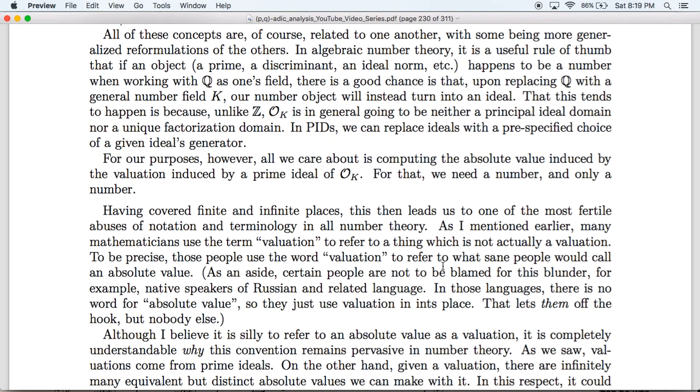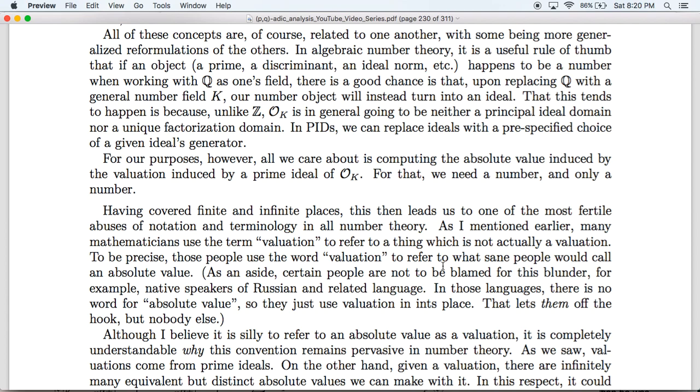Having covered finite and infinite places, this then leads us to one of the most fertile sources of notational abuses in all of number theory. As I mentioned earlier, many mathematicians use the term valuation to refer to a thing which is not actually a valuation. To be precise, those people use the word valuation to refer to what sane people would call an absolute value. As an aside, certain people are not to be blamed for this blunder.